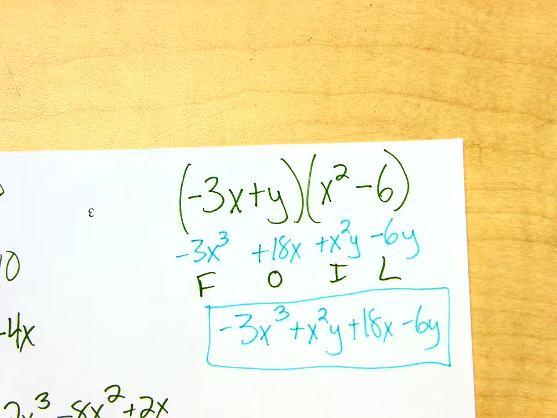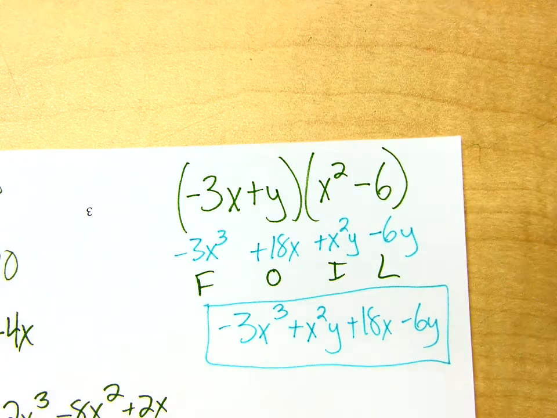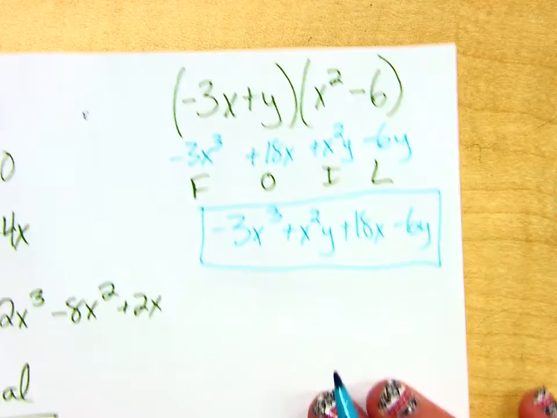All right, so that's FOIL. I know some of you learned this before, but some of you haven't. Is everybody okay, you think, with this? All right. Now, unfortunately, you don't always get to FOIL, because what happens if you want to do a binomial times a trinomial? What are you going to do? You can't use the FOIL acronym anymore.